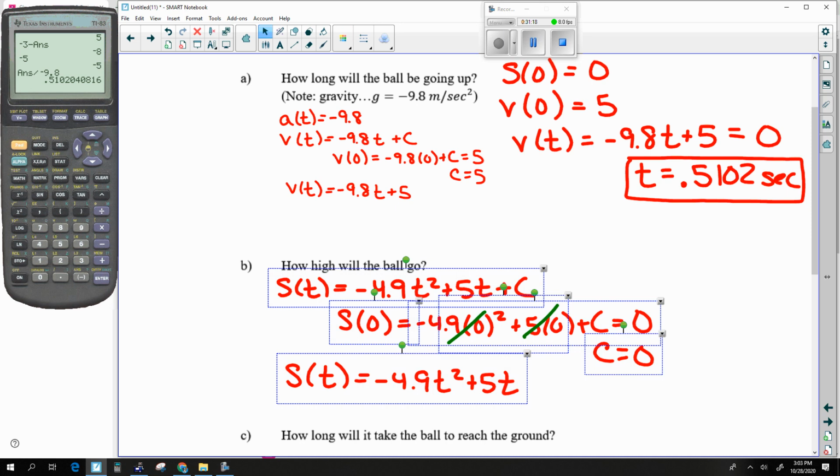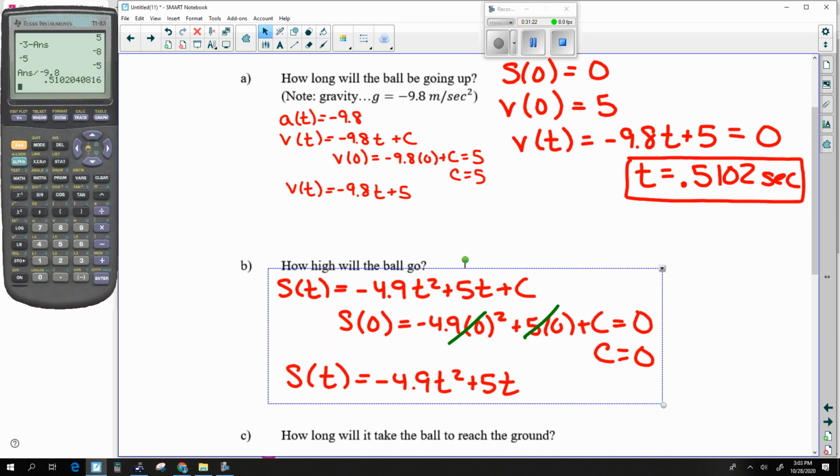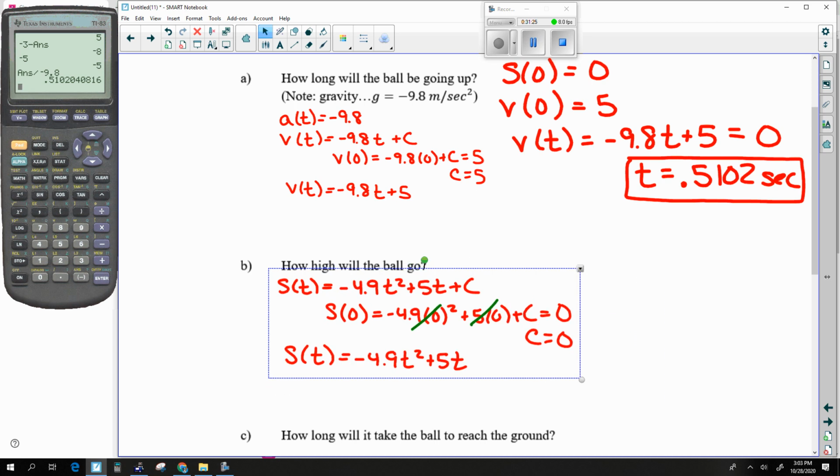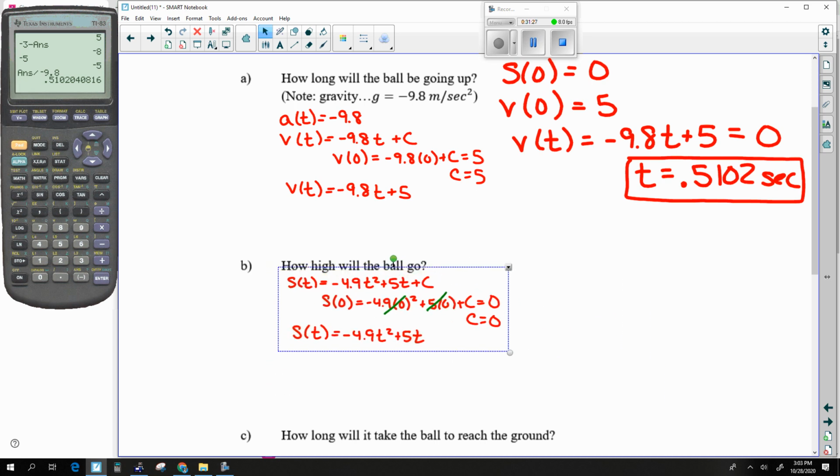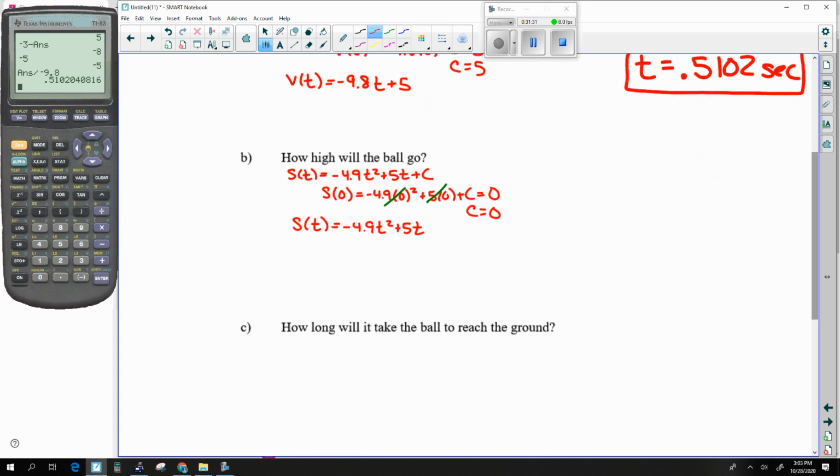And so they want to know how high will the ball go. Well, I know how long the ball is going up. So all I have to do is ask this formula, what is that position at that time? What is the position at 0.5102 seconds? That's -4.9 t squared plus 5t.